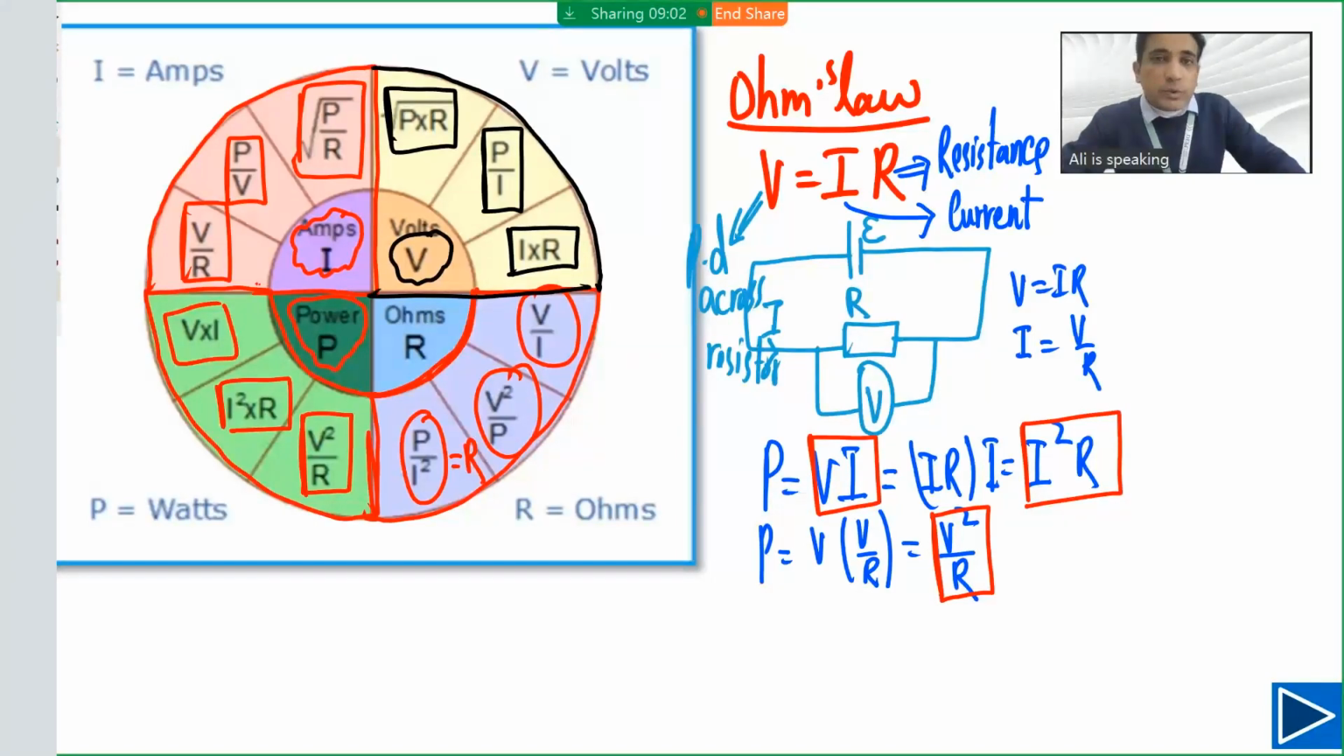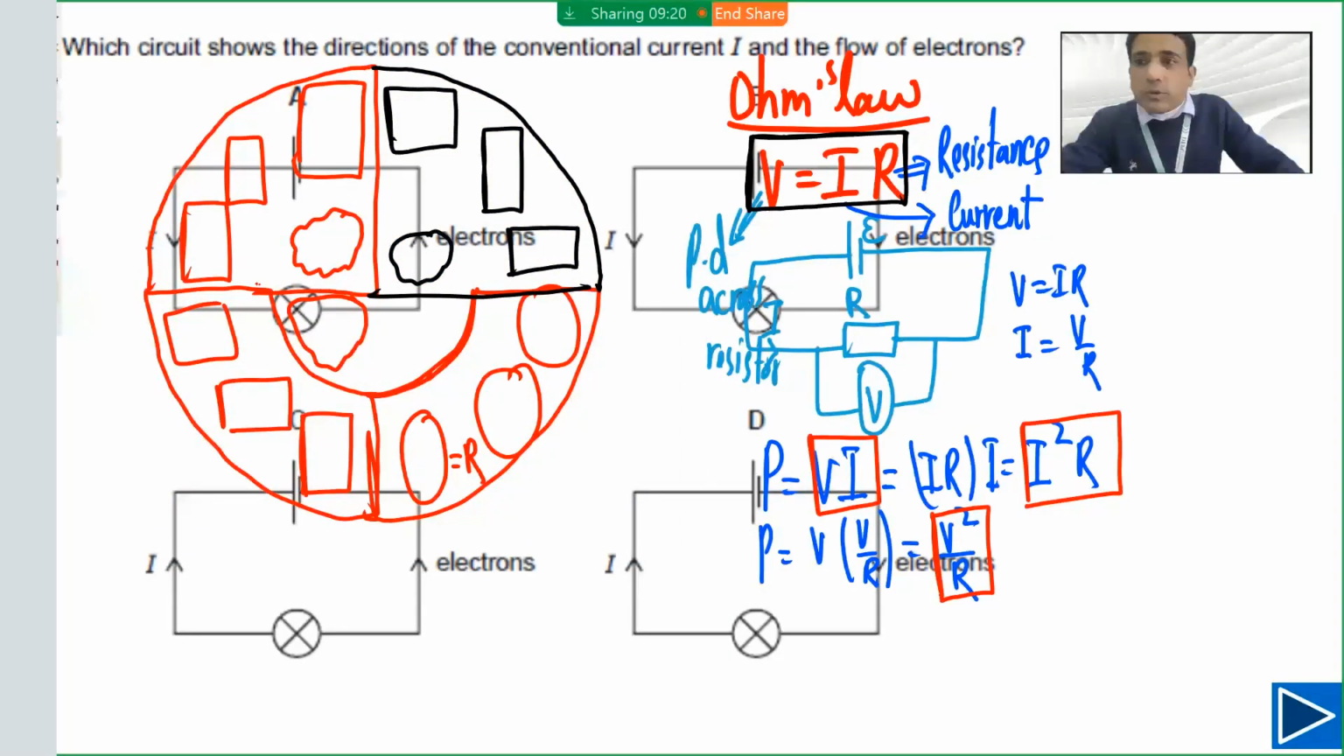Now in today's class, as I mentioned before, we will only focus on this formula. We will only discuss what Ohm's law is and how to use Ohm's law in different circuits. So let's go to the next one and try to solve some past paper questions. So here is the first question.